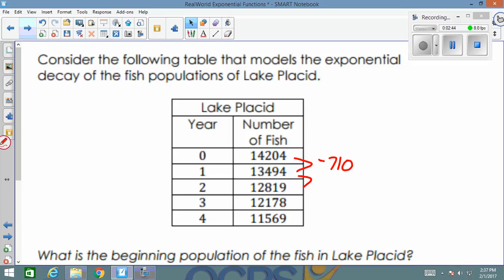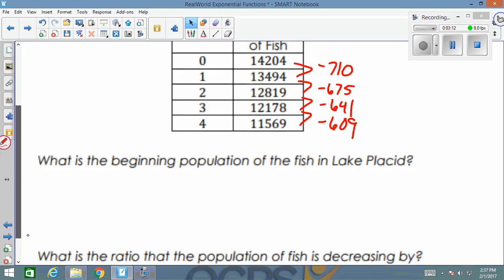Then we're going to do 12,819 minus 13,494. That gives me negative 675. We go 12,178 minus 12,819. That gives me negative 641. And then we're going to do 11,569 minus 12,178. That gives me negative 609.